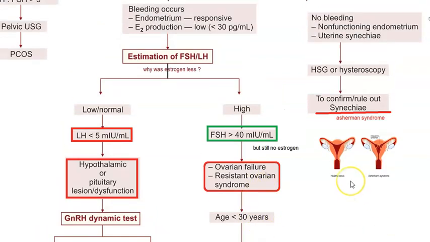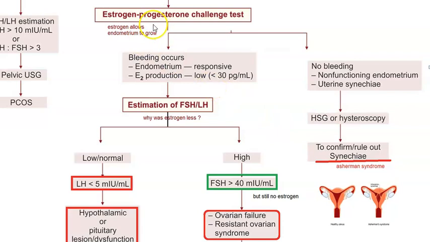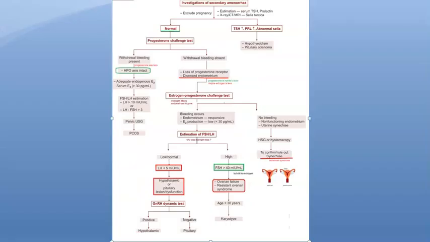Yeah, if she doesn't bleed after this estrogen progesterone challenge test, you'll do hysteroscopy and rule out synechiae. That is Asherman syndrome. We will rule out. Okay. So if she has bled after this estrogen progesterone challenge test, that means to say check why estrogen is less in this person, whether FSH, LH is normal, all that you will check. This is all about secondary amenorrhea.